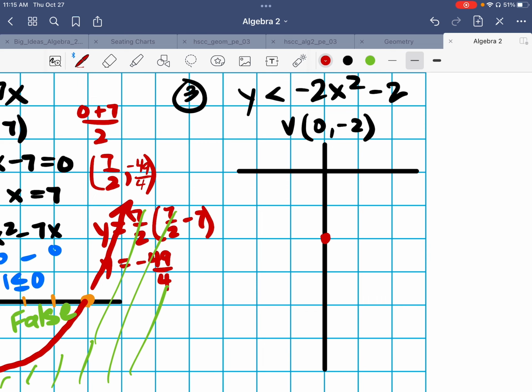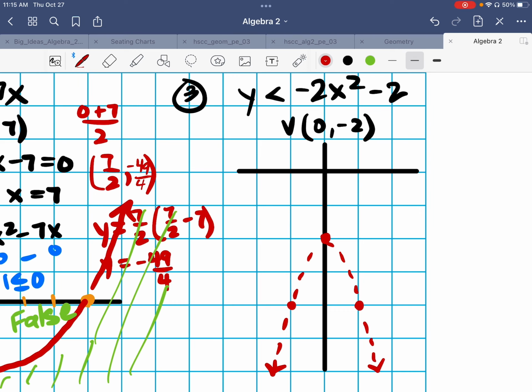Now, normally I'd go over 1, up 1, over 1, up 1, over 2, up 4, over 2, up 4, and my parabola would look like that. But because of that negative 2 right here, we're going to flip it and we're going to stretch it by a factor of 2. So instead of going over 1 and down 1, we're going to go over 1 and down 2. We're going to do the same thing to the left of it, over 1 down 2, and then we're going to look at the inequality and ask ourselves dotted or solid. Since it's dotted, I will draw a dotted parabola, and I have something that looks like this.